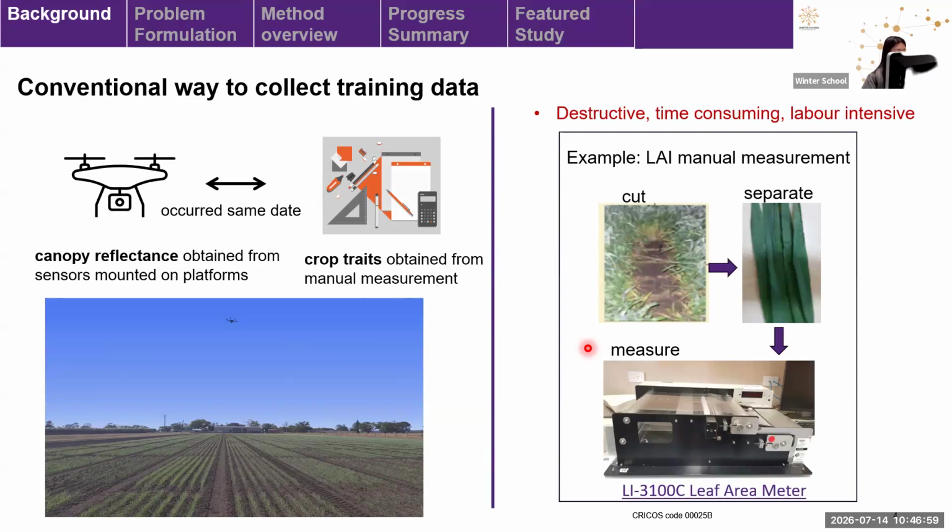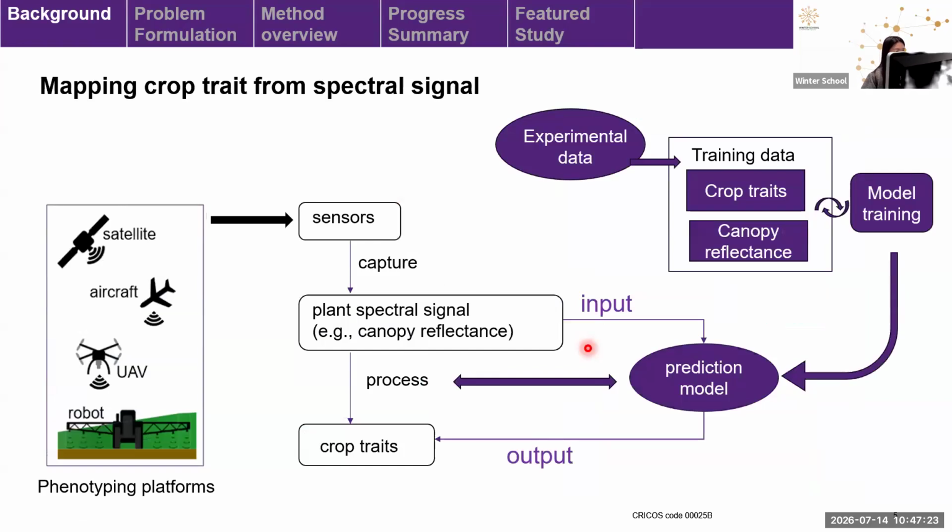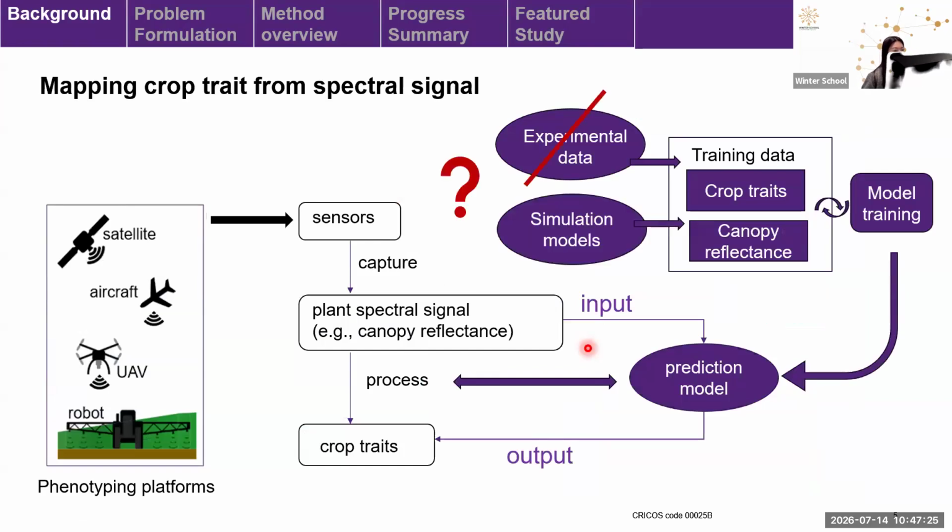Taking LAI manual measurement as an example, there are three steps. First you need to do destructive measurement in the field, then separate the leaves from the plant, and then measure the leaf areas using a machine like the leaf area meter here. We find that this process is very destructive, time consuming, and labor intensive. So we were wondering, is it possible to replace this experimental data with simulation data? And the answer is yes.